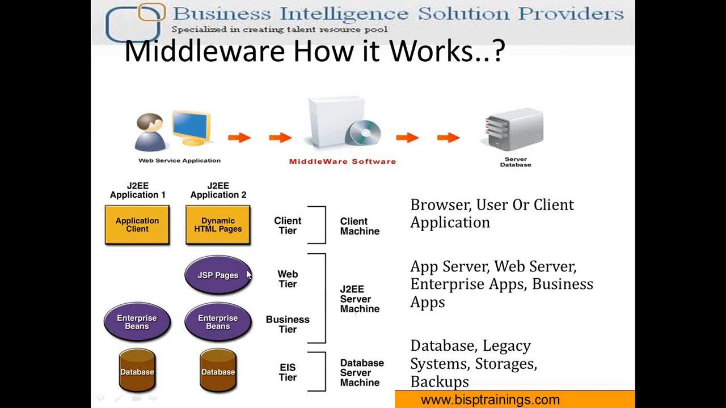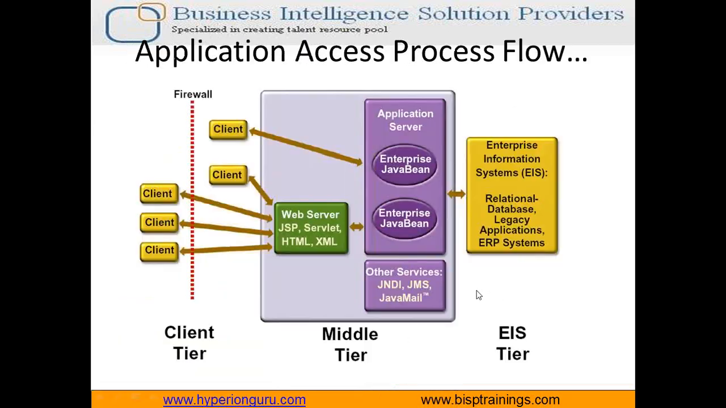This is where the J2EE server machine comes in. Here the application server comes in, and this is the web tier. This is a web container, and this is an EJB container. And here you have your browser, your application client, your system. That's it. Client application, app server, web server, enterprise applications, business application, and this is the database, legacy systems. Right.